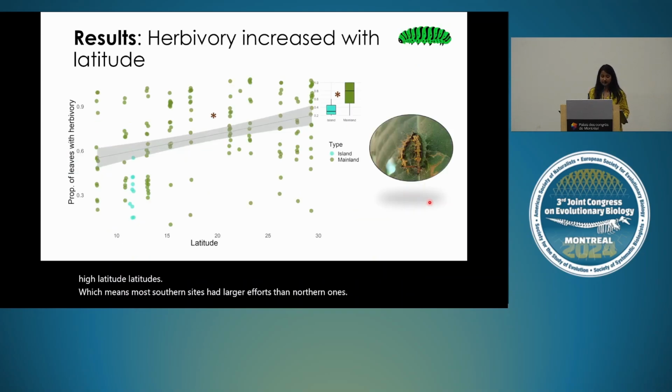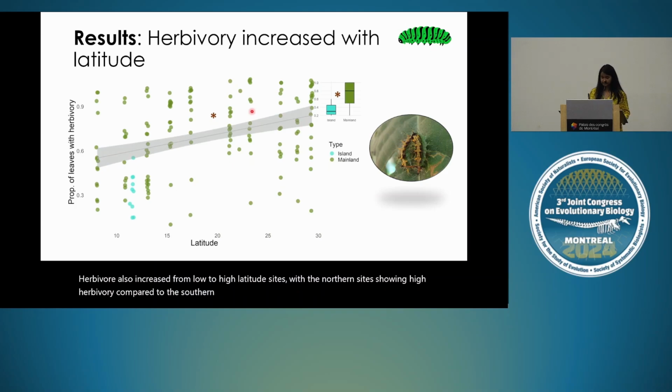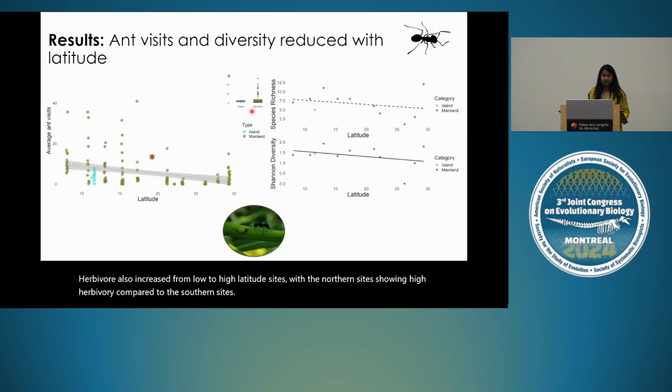Herbivory also increased from low to high latitude sites, with the northern sites showing high herbivory compared to the southern sites. Finally, ant abundance also decreased with increasing latitude, so the southern sites had more ant visits compared to the more northern sites. Ant species richness and diversity also showed a downward trend with latitude, but it wasn't statistically significant.